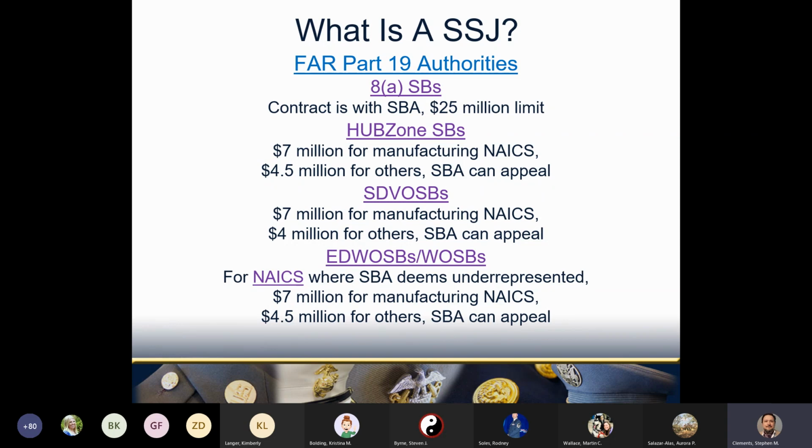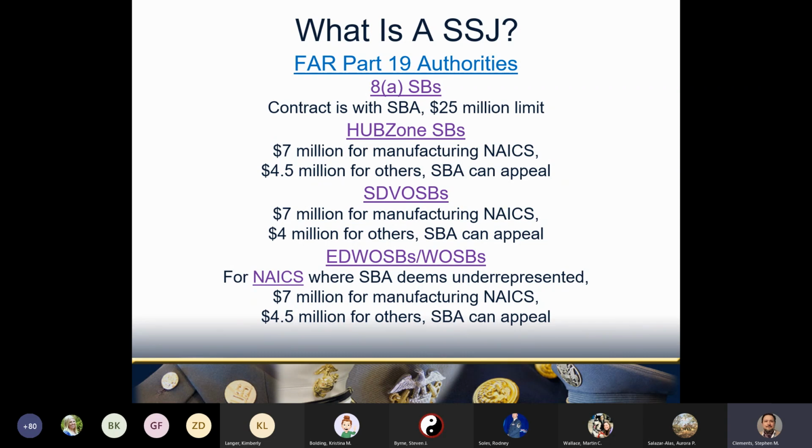And that $25 million limit can be raised too. So you could, in theory, sole source as much money as you have to an 8(a). Now, one thing to note about this authority is the contract that you make isn't actually with the 8(a), it's with the SBA. And SBA handles the contracting side of the deal for the 8(a), and the 8(a) does the work.